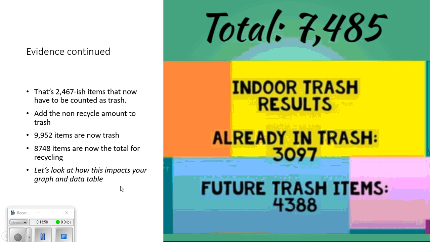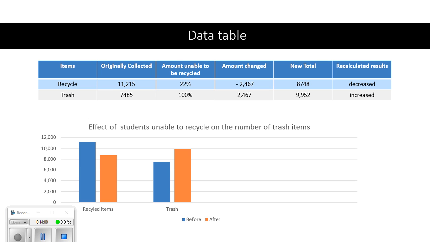Let's see how this looks on your graph and in your table. If you notice on my data table, I didn't even put in the maybes. You could, if you wanted, show in another column right here the amount of data of students who said yes, no, or maybe. You could do that, but I just didn't use it. If I was turning in my field notes, I would, but I've got that information.